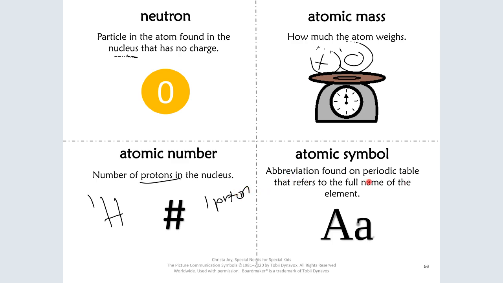And the atomic symbol is an abbreviation for the elements on the periodic table. They're always written with a capital letter and a small letter. So helium is an example of a capital H and a little e.